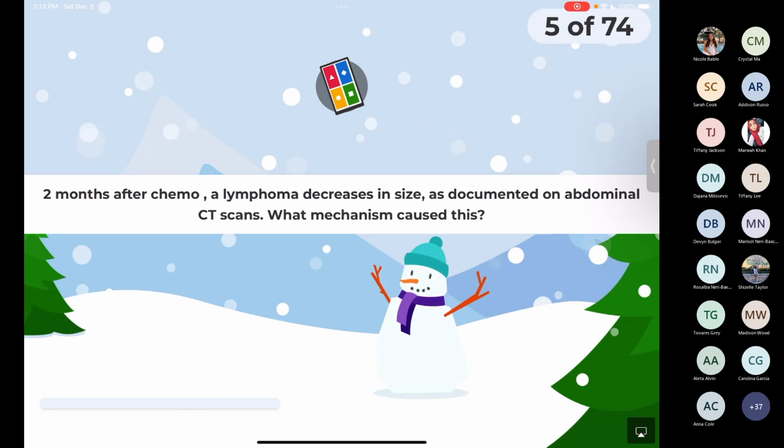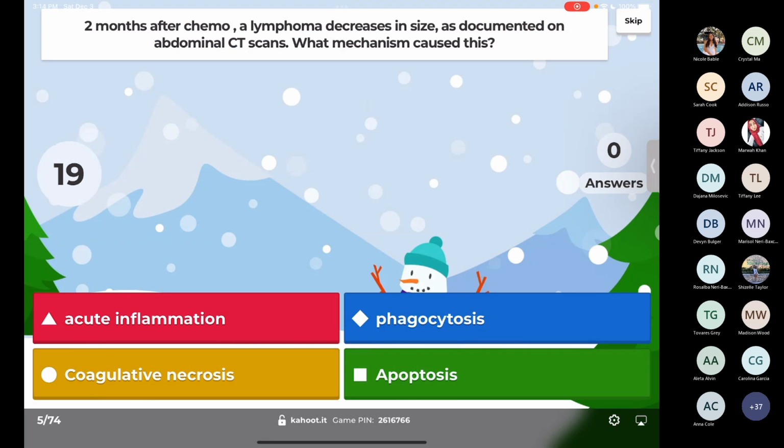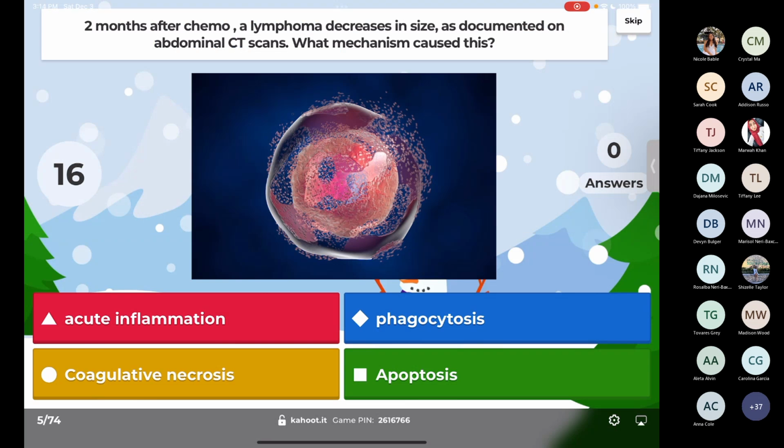Two months after chemo, a lymphoma decreases in size as documented on abdominal CT scans. What mechanism caused this?